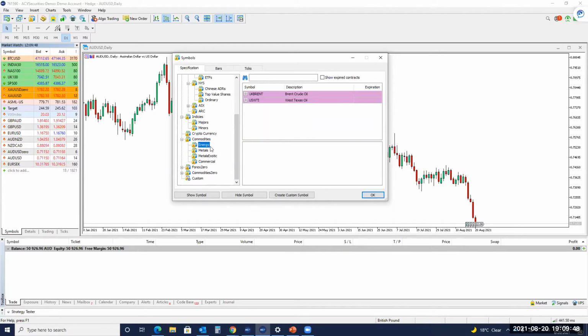So we have our energy commodities where you can trade Brent and West Texas. In our metals, you can trade gold against various G10 currency pairs. From there, you have your exotic metals where you can trade palladium, silver, platinum. And then you have your commercials such as copper, gas, aluminium, lead, zinc, and nickel. We also have Forex zero instruments.